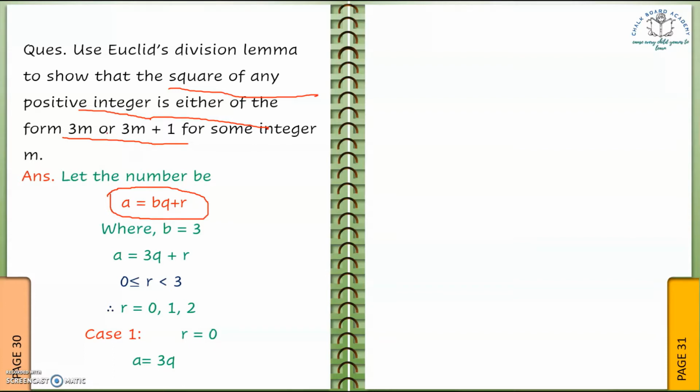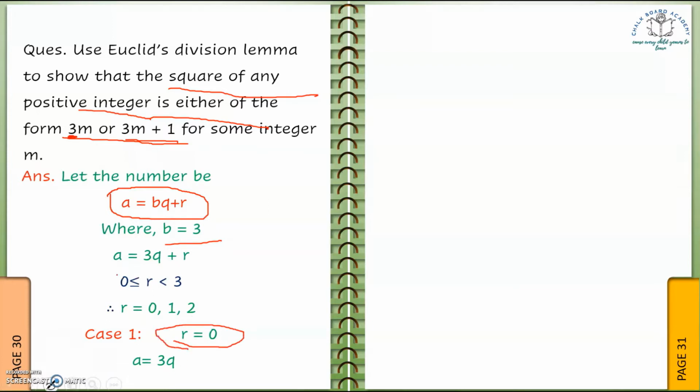Now we know r is smaller than 3. Why? Because here we know b is 3. So b is 3, then r can be smaller than 3. So we have r as 0, 1, 2. Now case 1, again we have taken r is equal to 0.